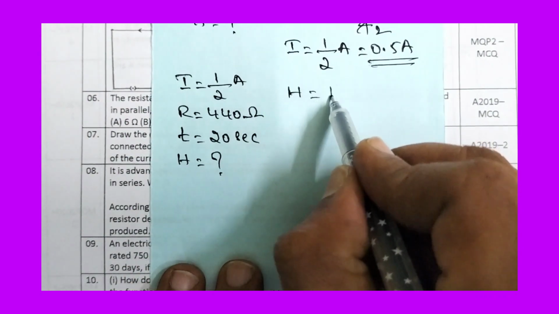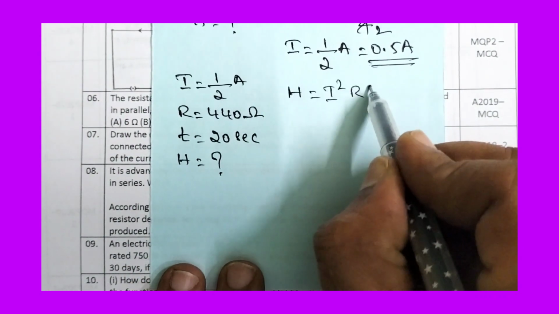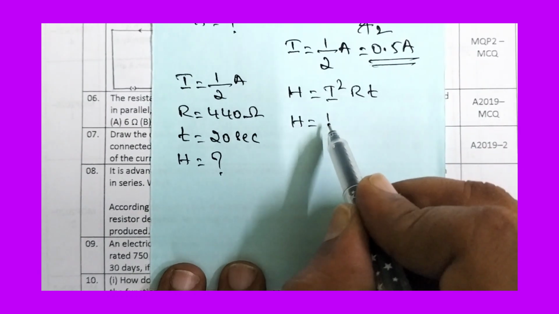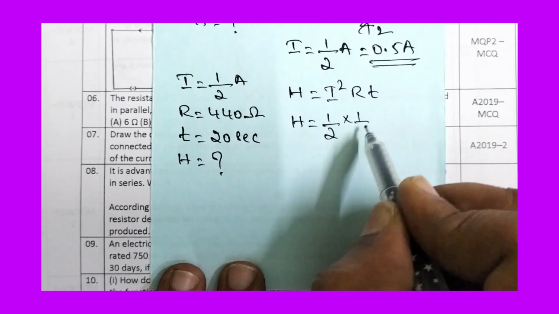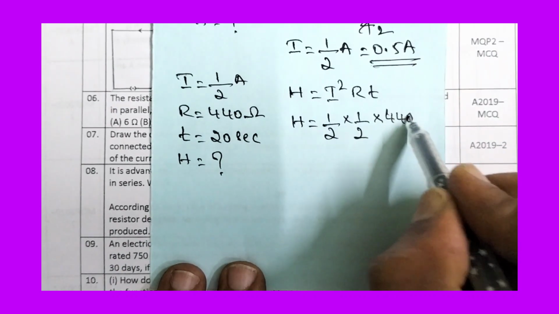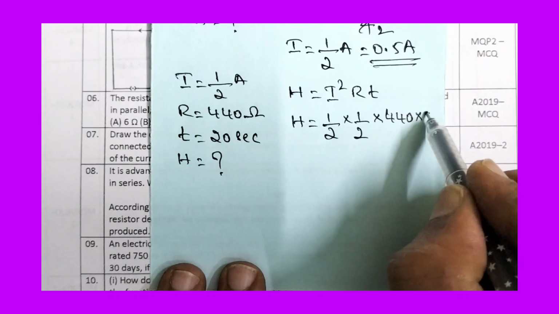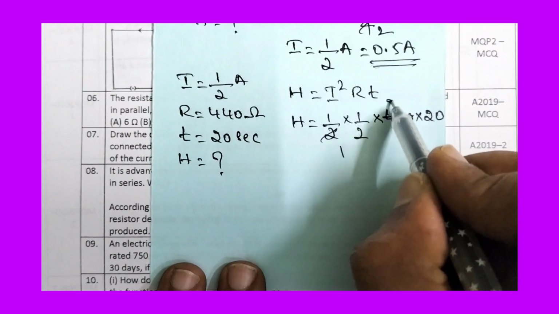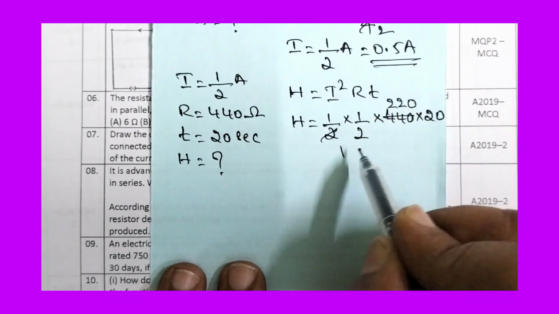According to Joule's law, H is equal to I square R T. H is equal to I square, that is 1 by 2 into 1 by 2, into R, resistance is 440, into time, they have given 20 seconds. So 2 1s are 2, 2 2s are 4, 2 2s are 4, 0.